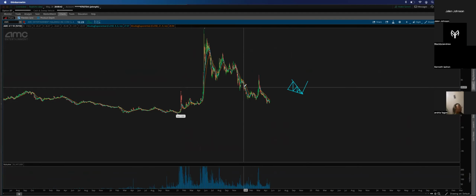Go on Google. You don't have to go in the chat and wait for somebody in the chat to say, hey, yeah, that is a falling wedge. No, go on Google and see if you can find it for yourself.